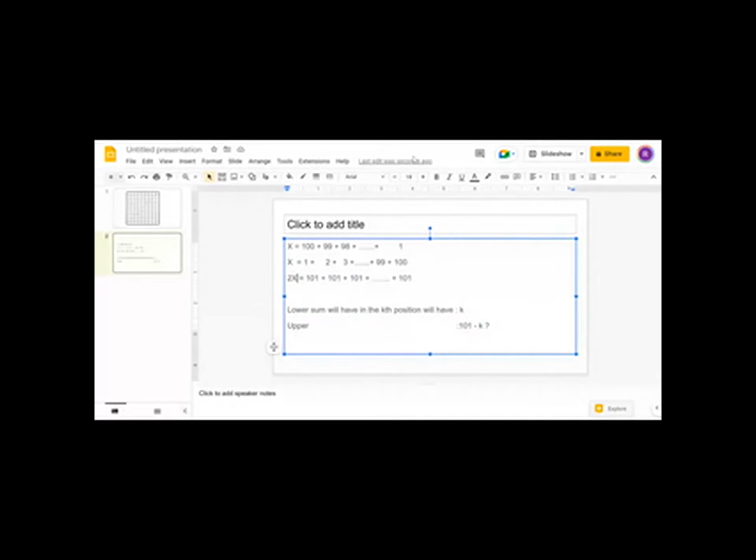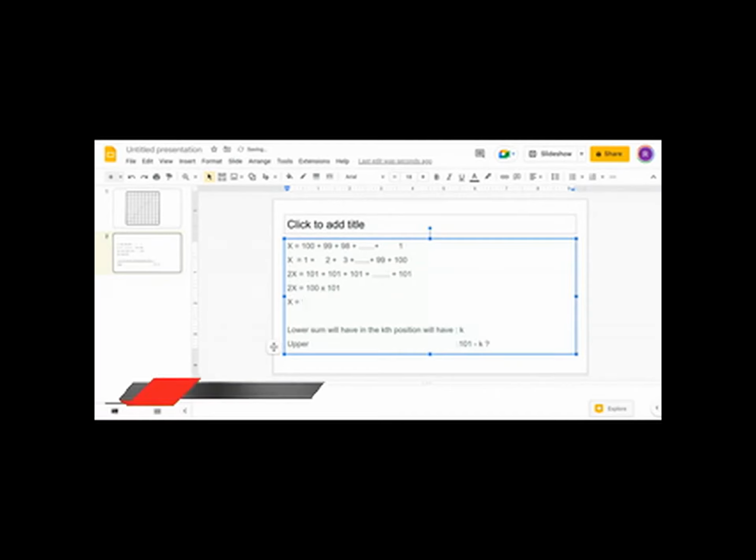So we have to add 101, 100 times. So 101 into 100. Exactly. So 2 times X is equal to 100 times 101. And so capital X is equal to 100 times, I'll just put a dot for multiply, 101 divided by 2.